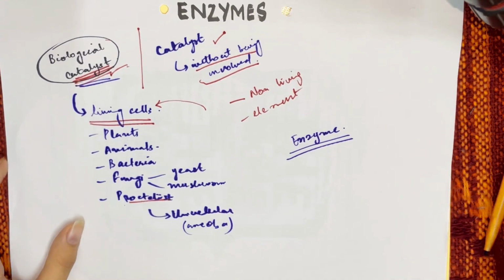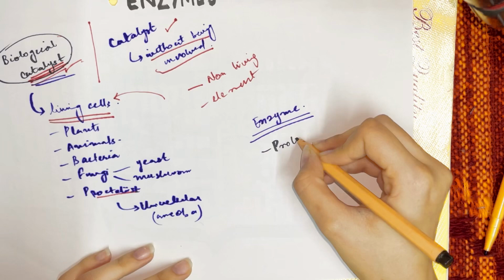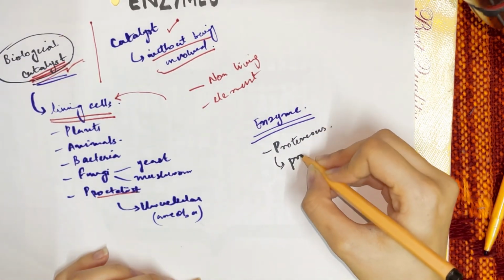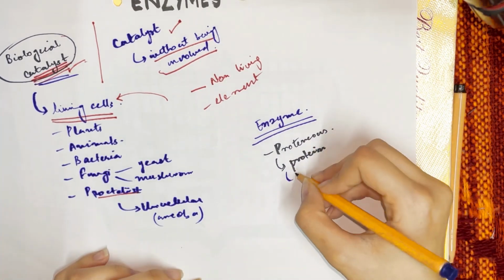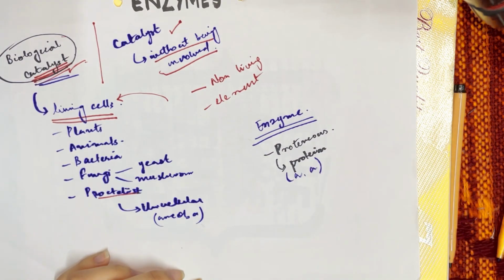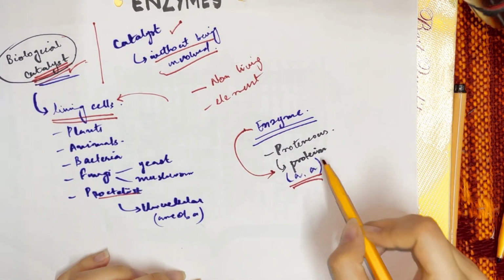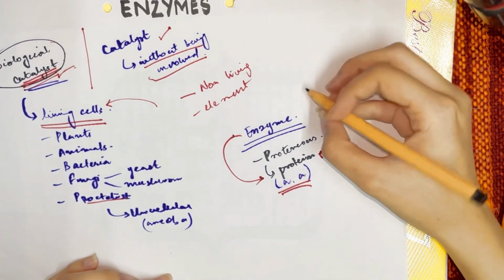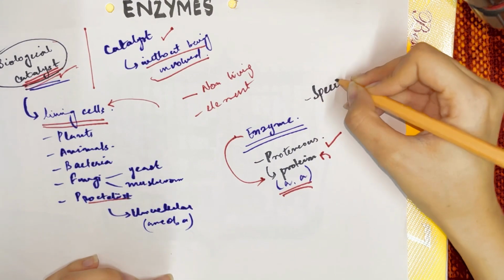So an enzyme is proteinous in nature. When we say that it is proteinous in nature, what is meant by that? That it is made of protein. And the subunit of protein is amino acids. Thus, the enzyme in turn is made up of amino acids that join together to form a protein. Thus, we say that enzymes are proteinous in nature. Next, a very important point of enzyme is its specificity.